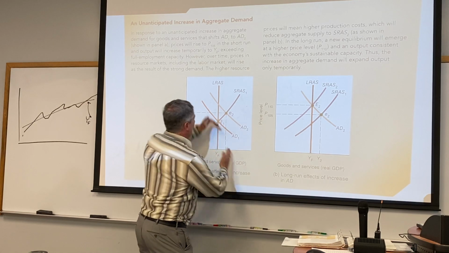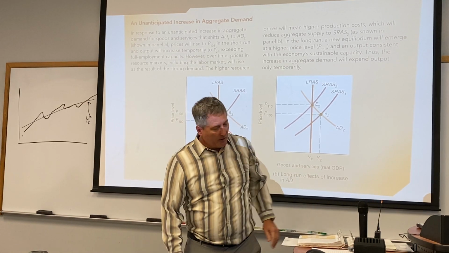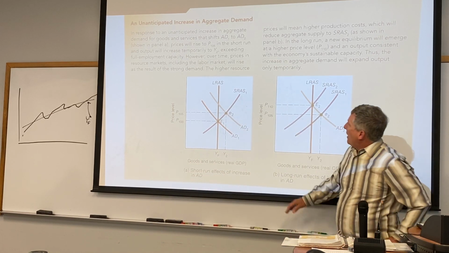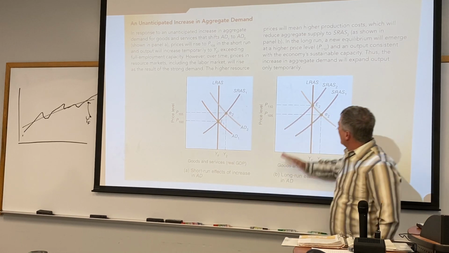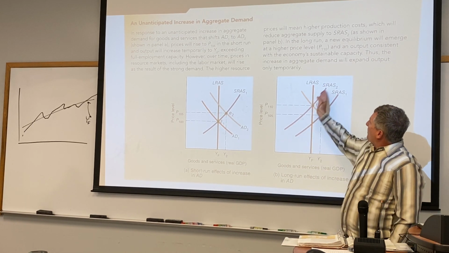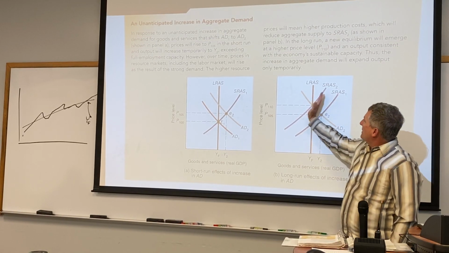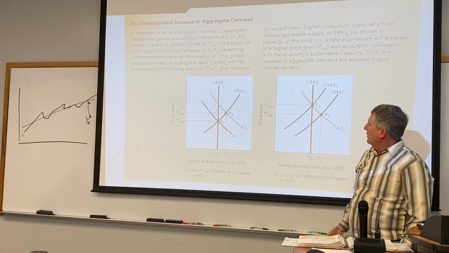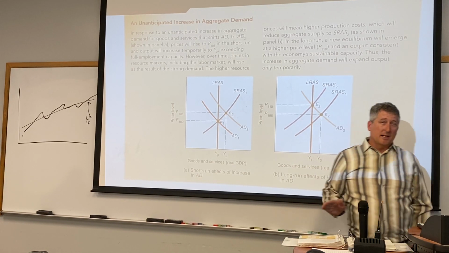So if there's nothing that ultimately impacted the long run aggregate supply, then what we'd expect from an unanticipated increase in demand would be a proportional increase or some sort of adjustment in resource prices that would bring us back to where our full employment level was. Okay, questions or comments on that?